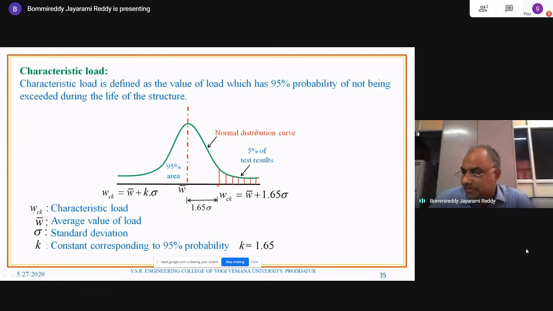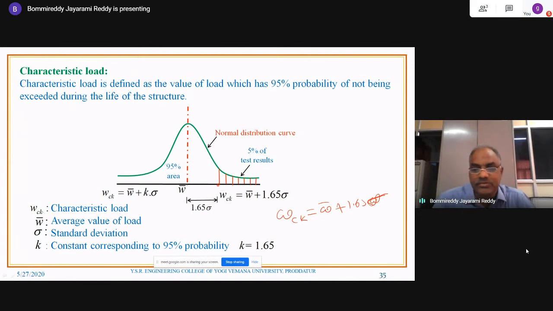Now the relation between average load and characteristic load. WCK will be equal to the average value of the load plus 1.65 times sigma. Earlier it was minus because we were moving towards the left side. Now we are moving towards the right side, so this will be plus. That means the factor of safety is introduced here by considering 95% of the load not exceeding the characteristic load.